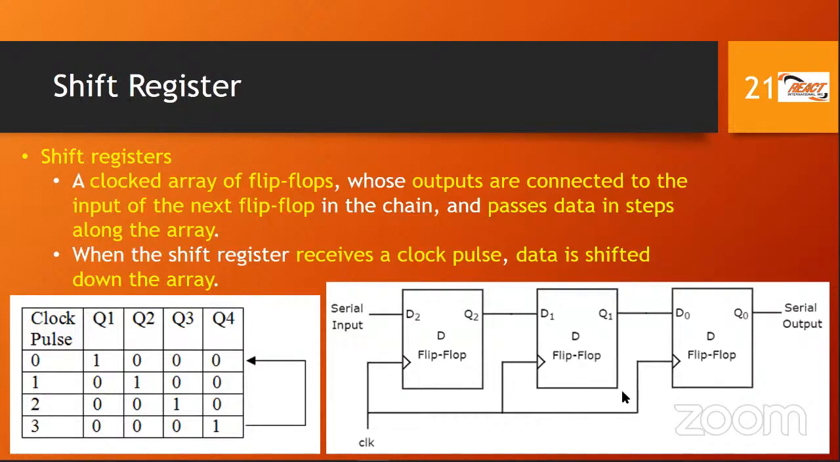Look at it, and that is what it means. The outputs of each flip-flop, this is the first flip-flop, this one is the second, this is the third, become the input of the next flip-flop. Whatever you put in here, you have an output. The output becomes the input for the next flip-flop. The output from the second flip-flop becomes the input for the third flip-flop. That's how it goes. We call that daisy chaining, or we have an array. And it passes data in steps along the array.